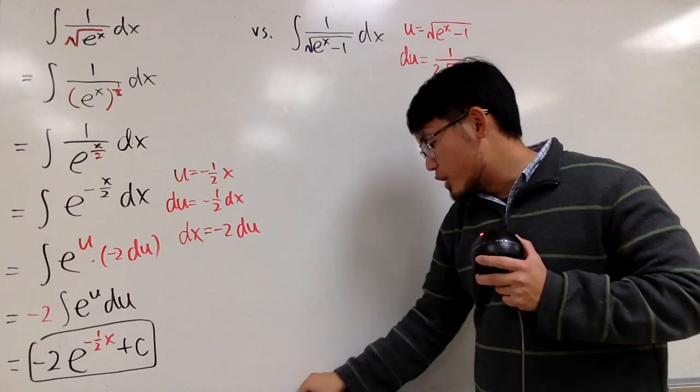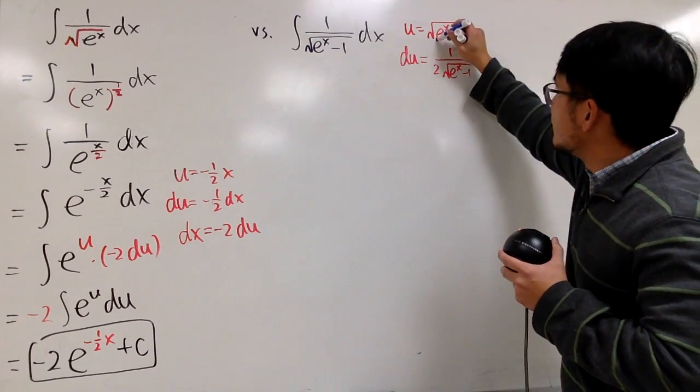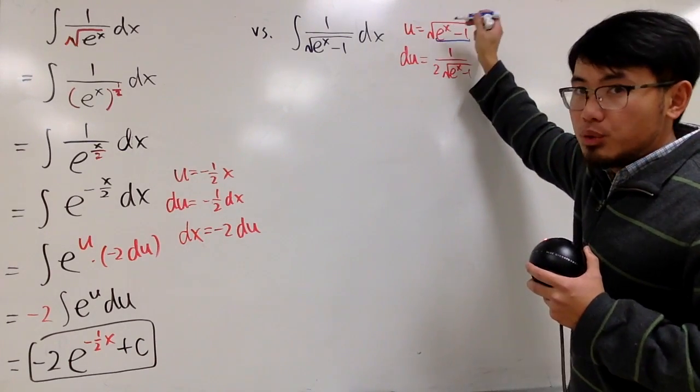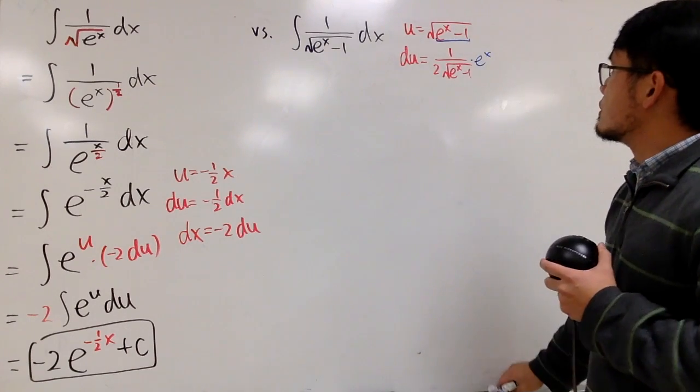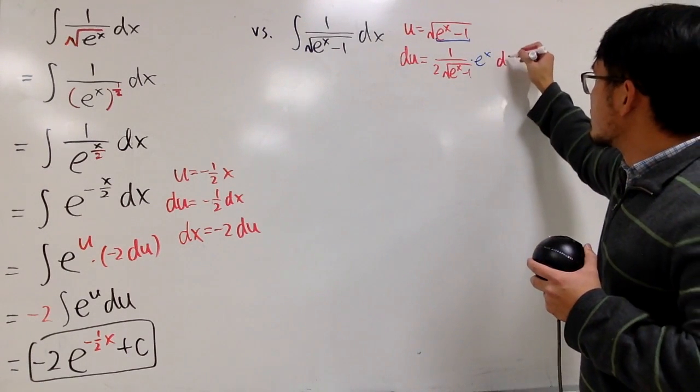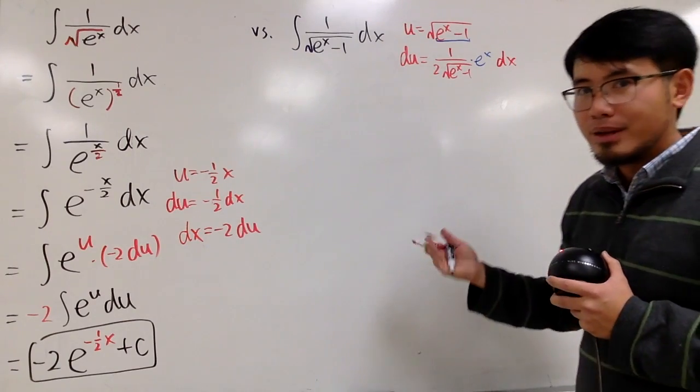But the chain rule says we have to multiply by the derivative inside. The derivative of e to the x is still e to the x, and the derivative of minus 1 is 0. So this is what we have. And of course, let's put down the dx.